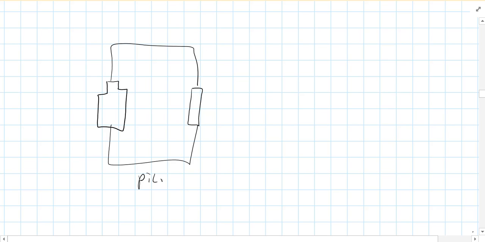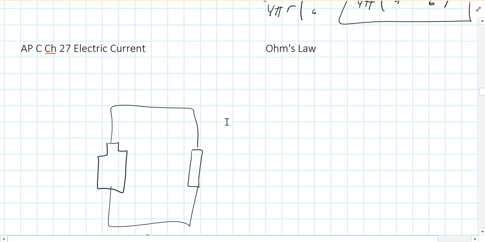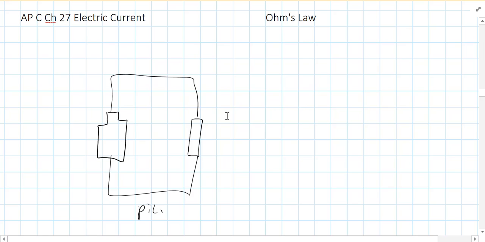Now, that's a picture. What we're going to do is draw a circuit diagram. So the symbol for a battery is this. It's a series of parallel lines. The bigger one means positive, and the shorter one is negative. So like in this battery, there's your negative, there's your positive. This is what we call the schematic symbol for a battery.